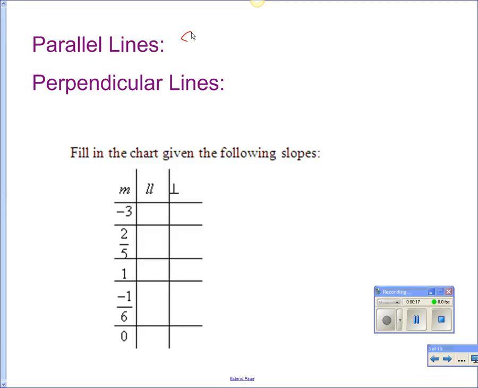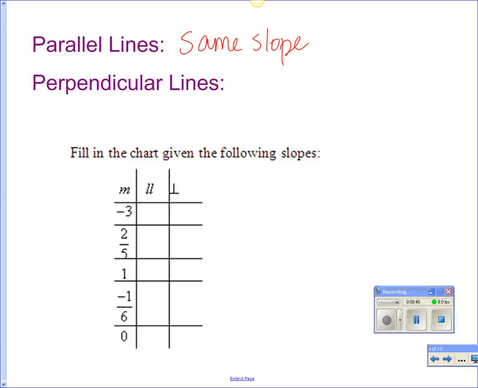Parallel lines have the same slope. Write that down, please. Parallel lines have the same slope. Make sure you have that written down, please.